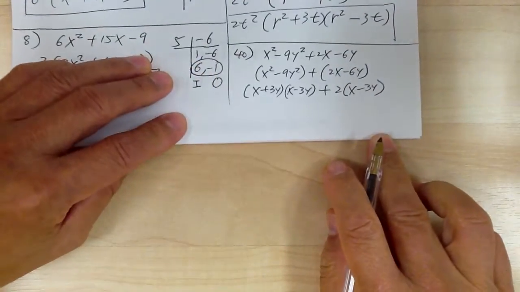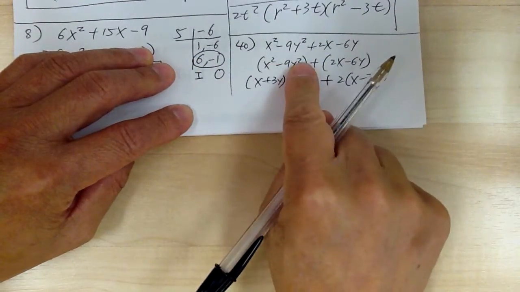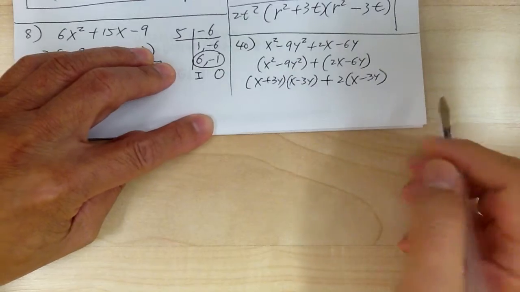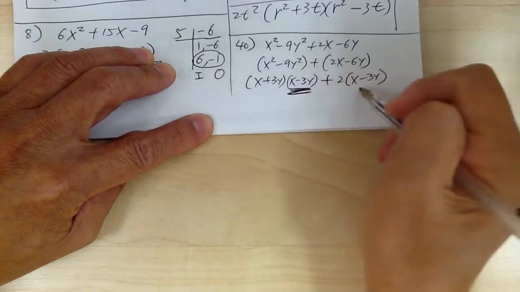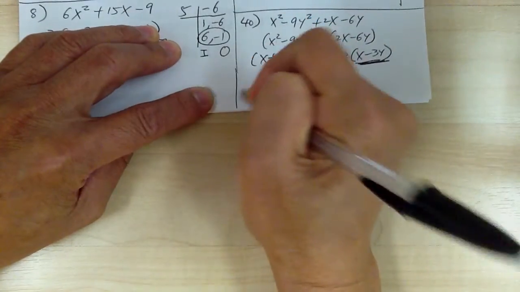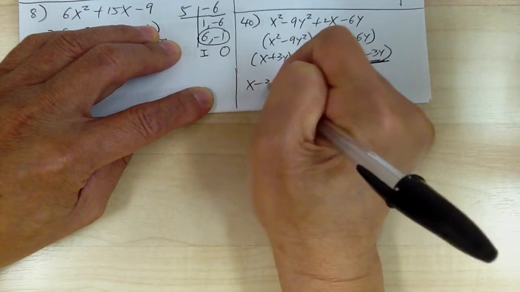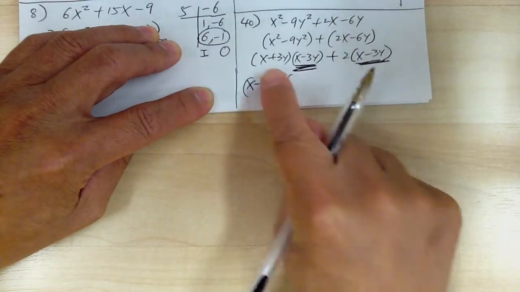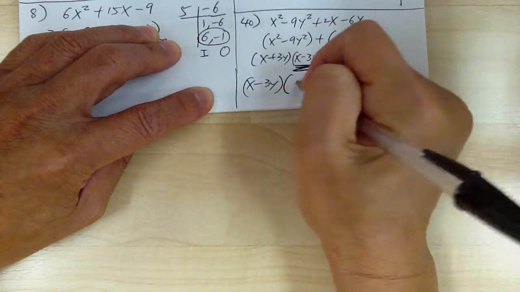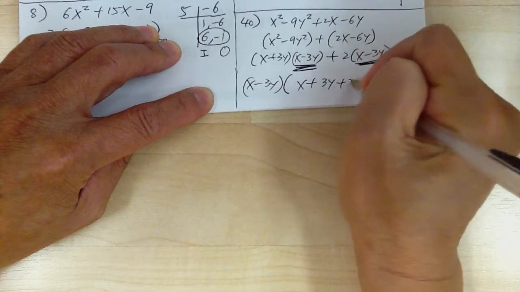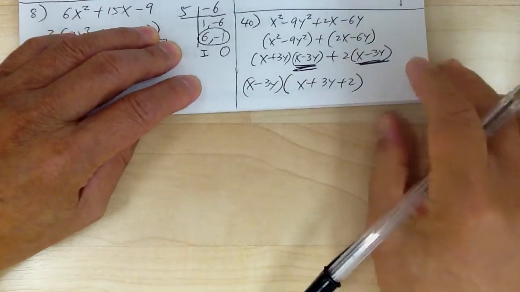So again, this is your difference of squares. That's your step 2a, right? So now you have x minus 3y, so you can take it out. And the leftover would be x plus 3y plus 2. Okay, and that's it for number 40. Okay, so now let's go and do the odd numbers.